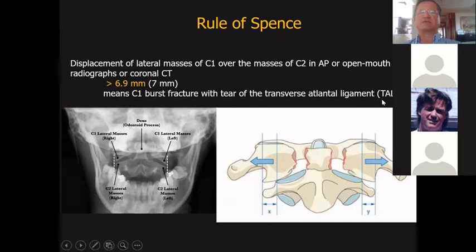The tear of the transverse atlantal ligament is a very important feature of the region. If it has torn, then we expect spinal cord compression, and also most of those cases will have neurologic deficits.